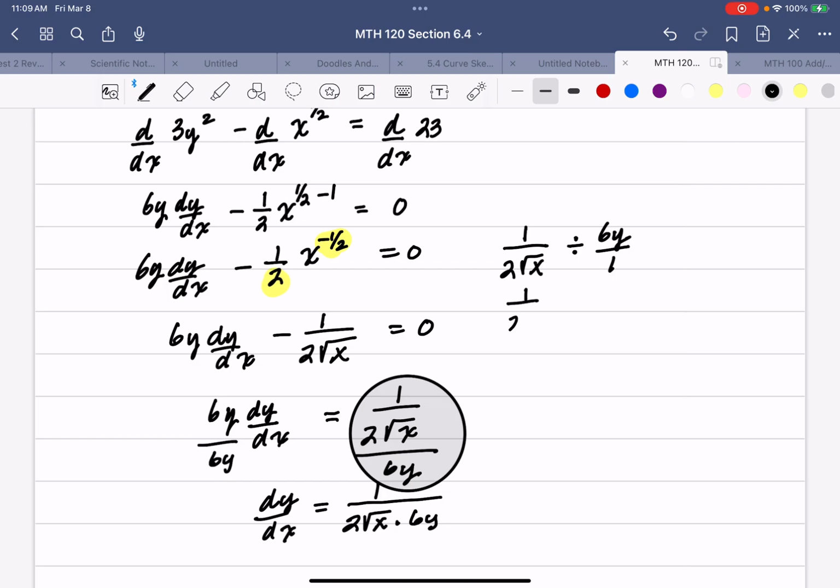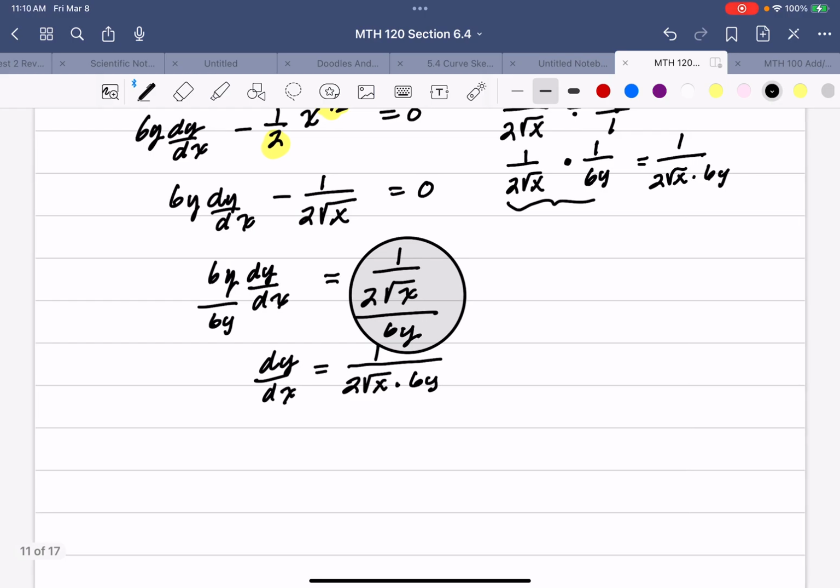So 1 over 2 square root of x, and the rule for dividing by fractions is to multiply by the reciprocal. You'll notice that the numerators are both 1s, and then the denominator is what I get when I multiply 2 square root of x times 6y. And that's true anytime you divide a fraction by a whole number, that whole number ends up being multiplied by the original denominator. Do a little bit of reducing here. dy/dx is 1 over 12y square root of x.